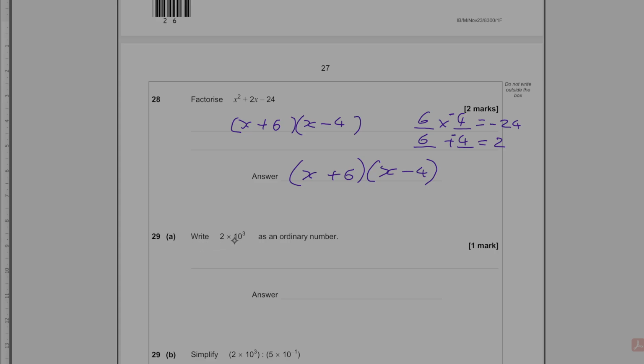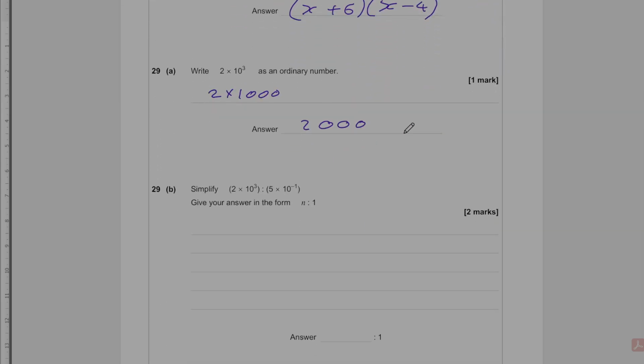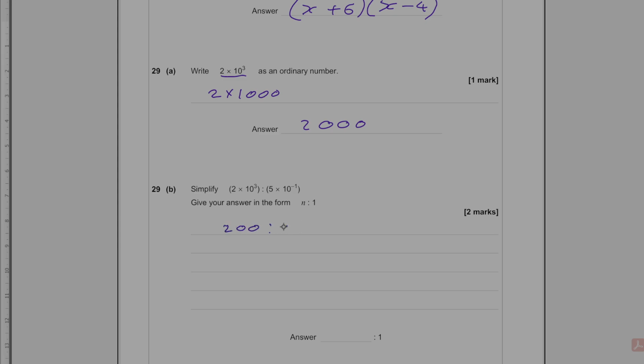Okay, write 2 times 10 to the power 3 as an ordinary number. That's the same as 2 times 1000, so it's going to be 2000. Okay, simplify 2 times 10 to the 3 to 5 times 10 to the -1. We've already worked this part out, so that's 2000 to 0.5, which is going to be 400 to 1. So 400 to 1.